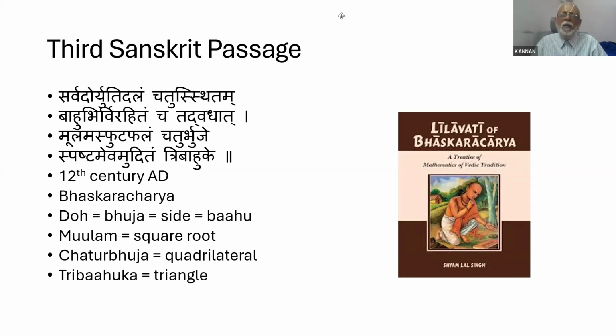Bhaskaracharya's book, Leelavati, was prescribed as a textbook pan India. In so many states, he became very popular. All the previous textbooks were replaced by Bhaskaracharya's book. One more remark on Bhaskaracharya's book is, he was not only a mathematician but also a poet.